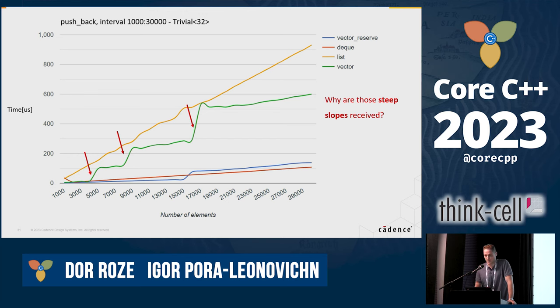We are trying to answer also this question. Why are those steep slopes received? You can see the steep slopes over here. We'll answer this question also. And why is using reserve more efficient than not using reserve? Because in the vector reserve case, we can see that the performance is pretty much the same as the previous graph, right?